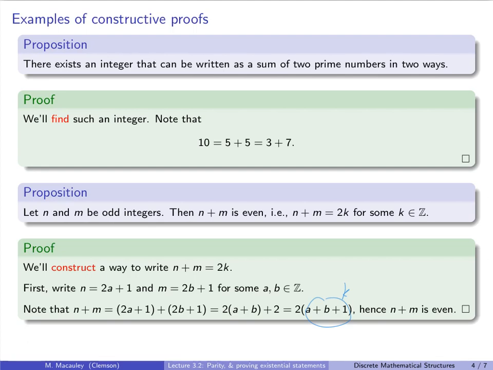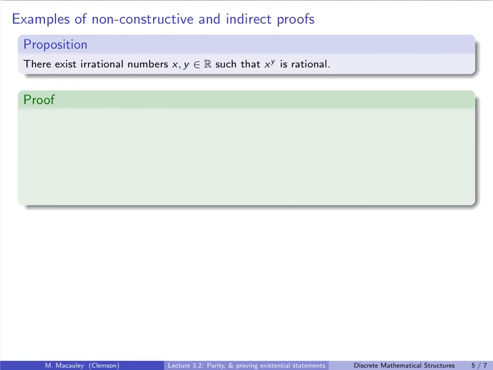So it's a little bit more work. Again, above I just found an example that worked, and here I had to construct such an example in terms of an arbitrary choice of n and m. The previous examples were constructive proofs of existential statements. Now, on this slide, I will do a non-constructive proof and an indirect proof.